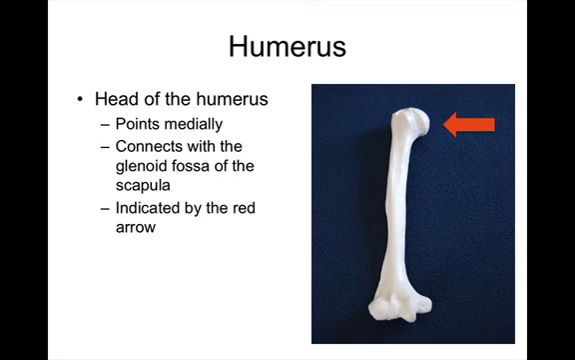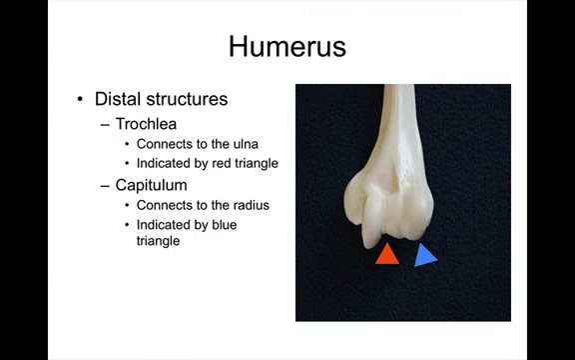The head of the humerus then connects to the glenoid fossa, and of course that's indicated there by the red arrow that you see. So again, always pointing medially, whereas glenoid fossa is always pointing laterally. So then we have distal structures that are important to note here. We have a structure called the trochlea, and we have another structure called the capitulum.